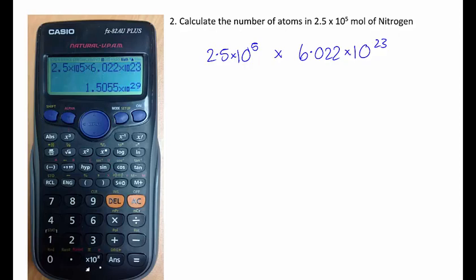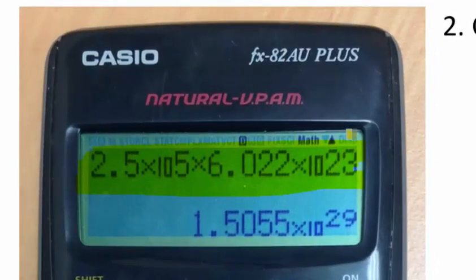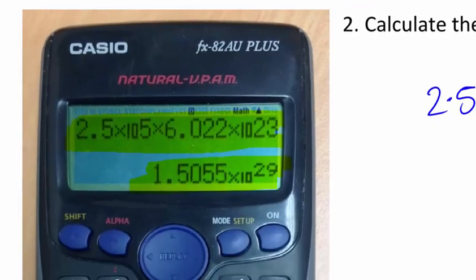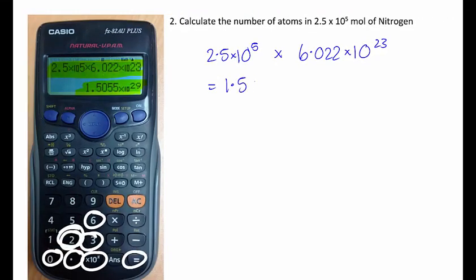Sometimes the times 10 to the x button is an EXP button, so look out for that one. So we go 2.5 times 10 to the x, hit times, and 6.022, hit it twice, times 10 to the x, and then enter 23 and press equals. And you should see what you can see at the top of my screen here, and the answer is there. So the answer is 1.5055 times 10 to the 29.